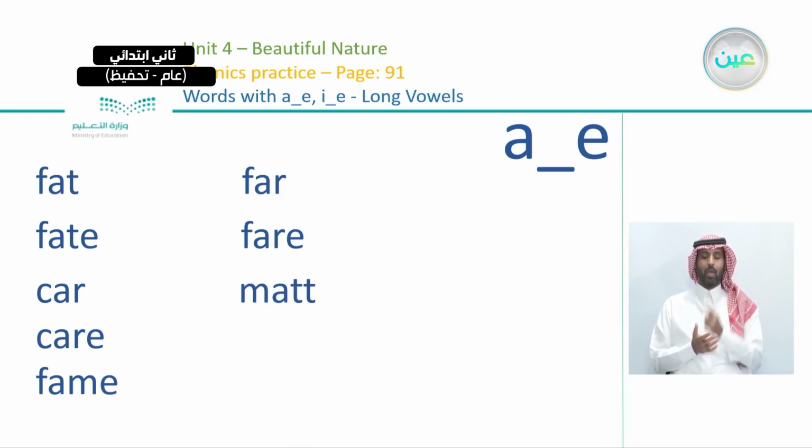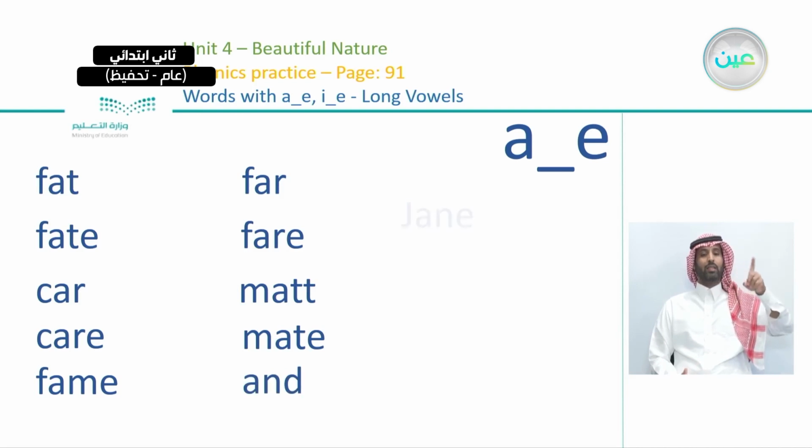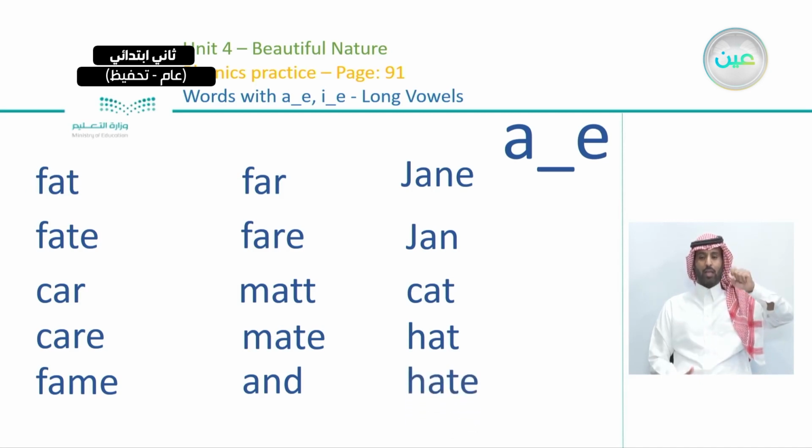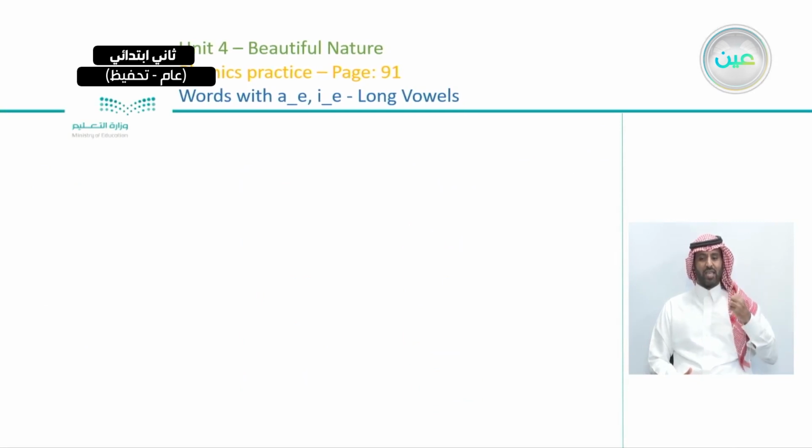Okay, we have mat, mate. What is this? And, excellent. What about this? This is Jane. What about this? Jan, Jane. Cat, hat, and we have hate. Hat, hate. Excellent. Okay. Now let's move to the letter I.